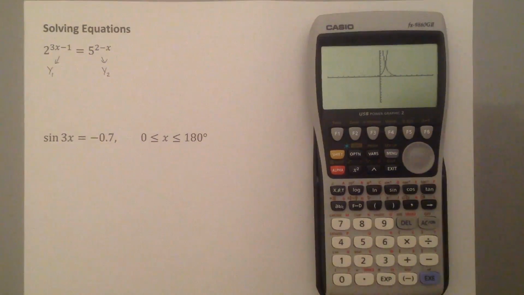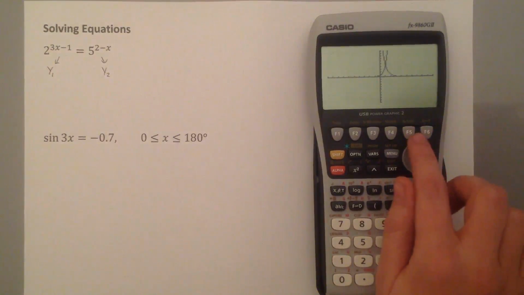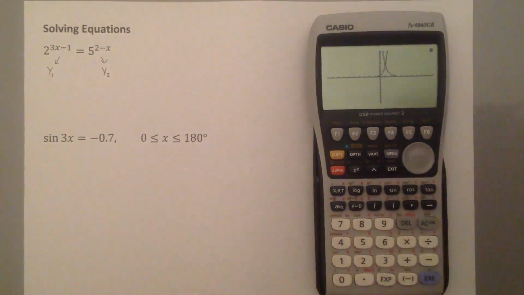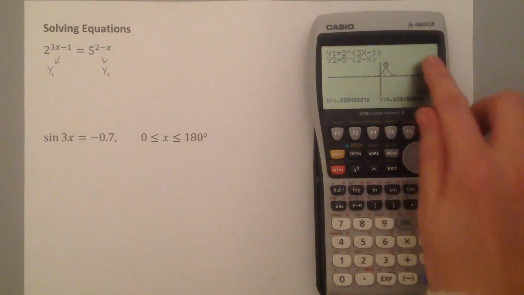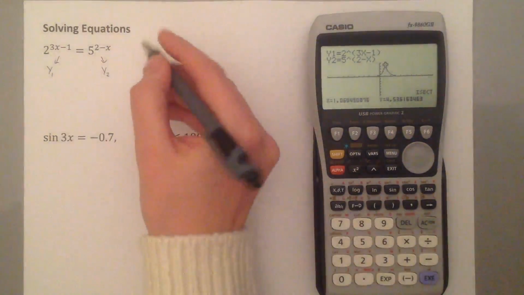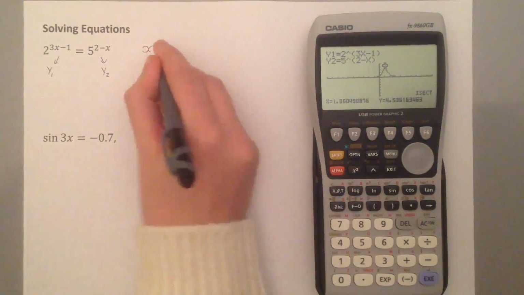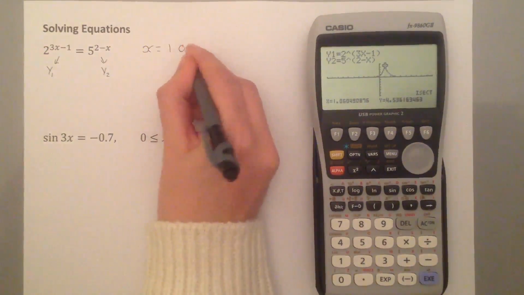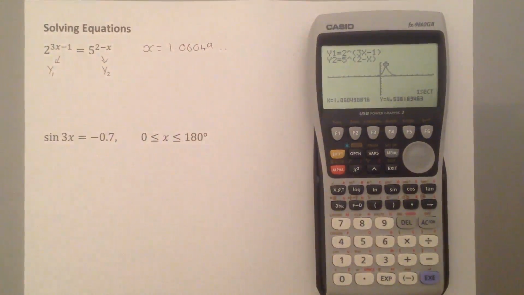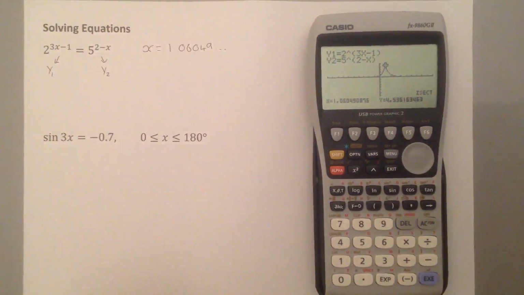So the solution to this question is at the point where the two graphs cross. So in Gsolve, which is F5, I want that, and then intersect, which is F5 again. It will take a minute to think, that's what that little square at the bottom means, and then it will give your solution. So in this case, x is equal to 1.06049 and so on.